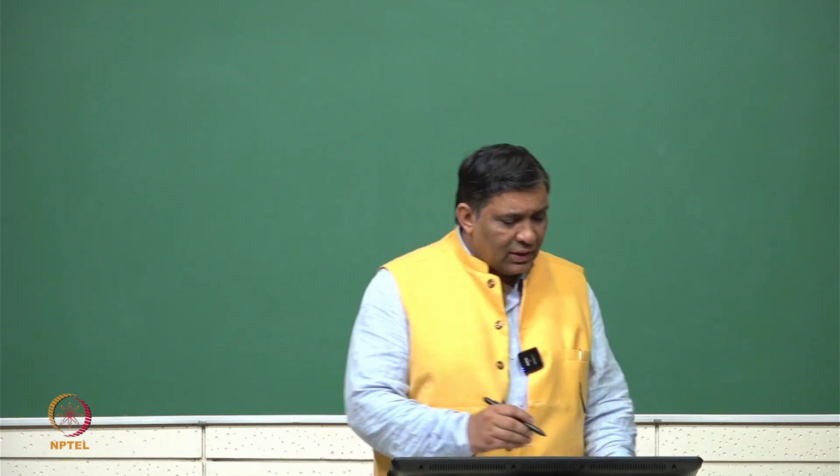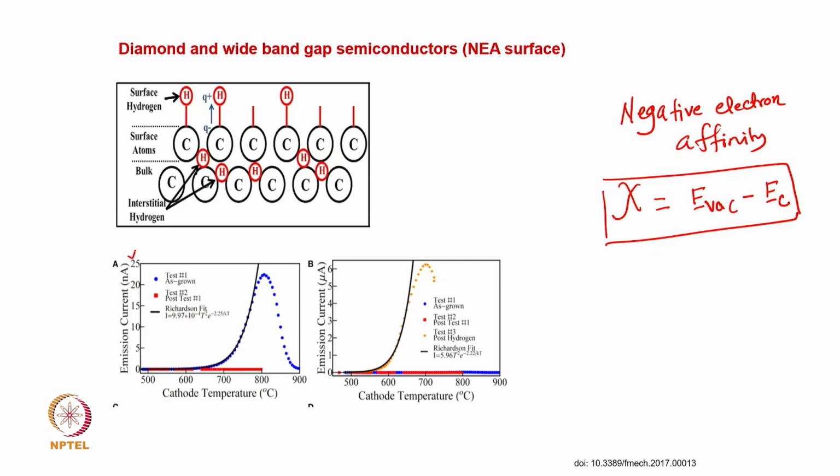If we look at the current density at various temperatures, it is not very high. We can only see a very small current; the emission current is of the order of nanoampere.